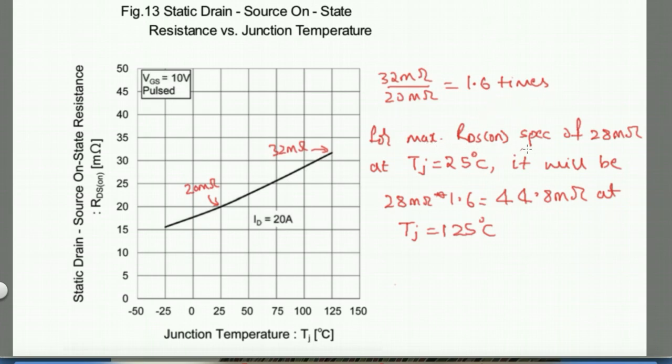For a max RDS(on) spec of 28 milliohms at TJ of 25 degrees Celsius, it will be 28 milliohms times 1.6, 44.8 milliohms at TJ of 125 degrees Celsius. And if the design needs to cater for 6 sigma quality, then this number has to be further multiplied by a factor of 1.5.